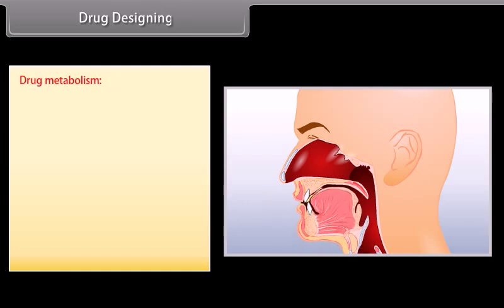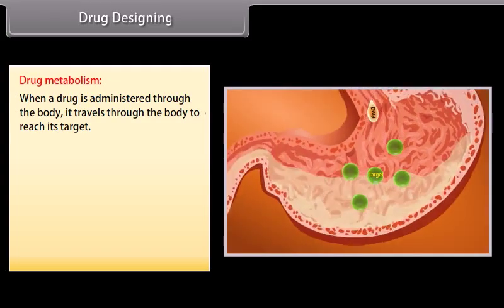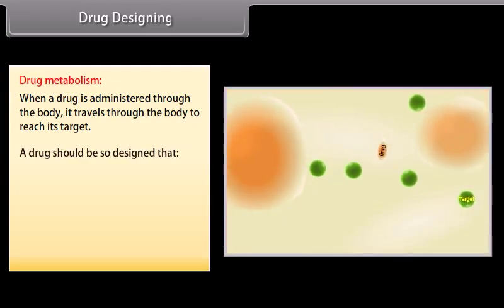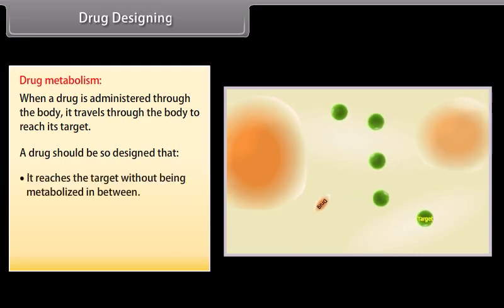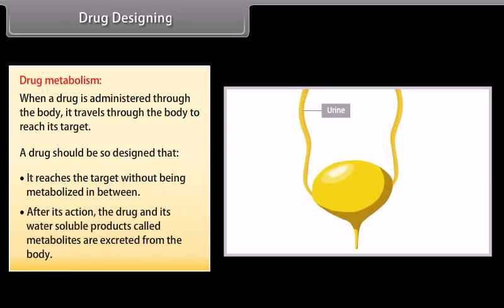Drug metabolism. When a drug is administered, it travels through the body to reach its target. A drug should also be designed so that it reaches the target without being metabolized in between. Also, after its action, the drug and its water-soluble products, called metabolites, should be excreted through urine, feces, exhaled air, saliva, and sweat without causing harm to the body.